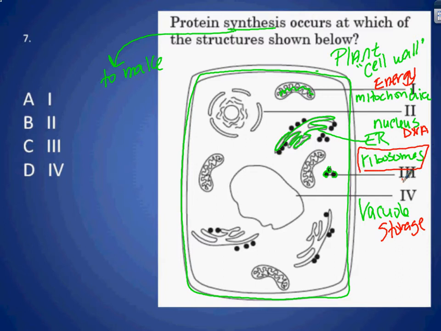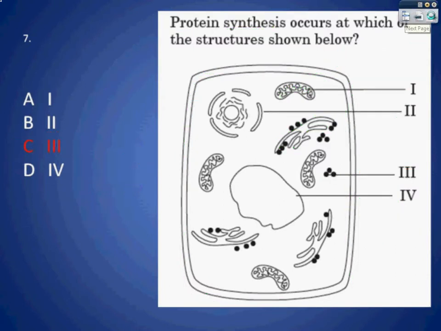Ribosome is Roman numeral 3. C is your correct answer. But that is a simple definition to remember. To always remember that ribosomes make the proteins. Always remember that. All right. And so we see that C is the correct answer. Didn't plan that.